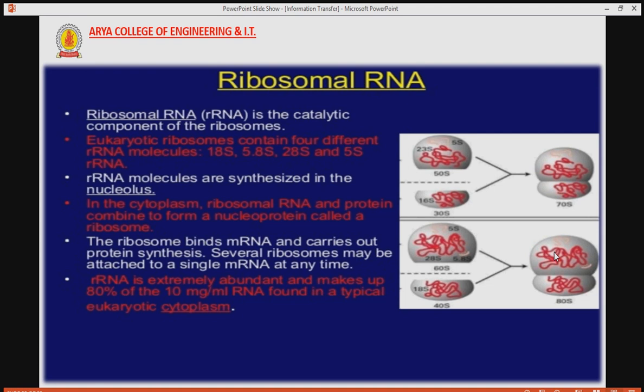And the third one is ribosomal RNA. Ribosomal RNA, that is rRNA, is the catalytic component of the ribosome. Ribosomal RNA molecules are synthesized in the nucleolus. The ribosome binds mRNA and carries out protein synthesis. Several ribosomes may be attached to a single mRNA at any time.